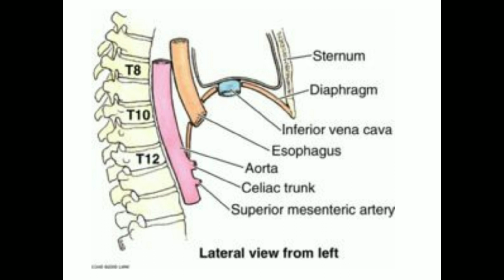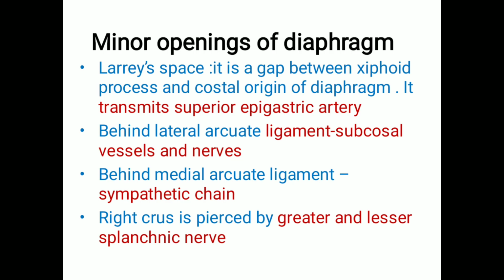Okay, so here you can make out the diaphragm. These are the vertebrae, and you can see T8, T10 and T12. T8 is for the vena cava opening, T10 is for the esophageal opening and T12 is for the aorta. So like that you can tell: vena cava opening at T8, T10 for esophageal, T12 for the aorta. These are the major openings of the diaphragm.